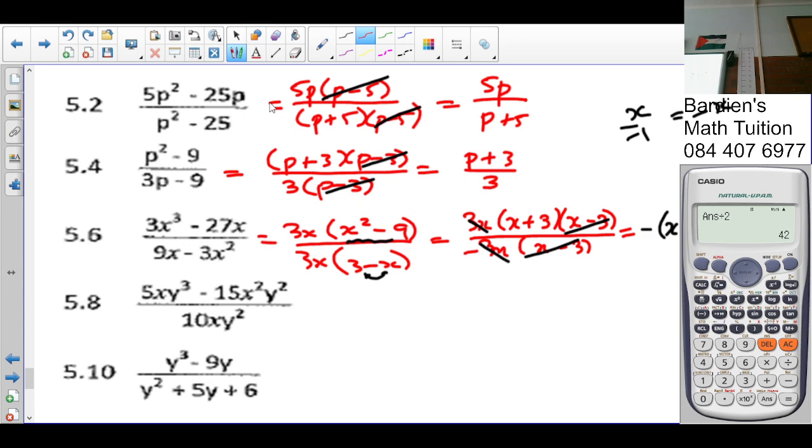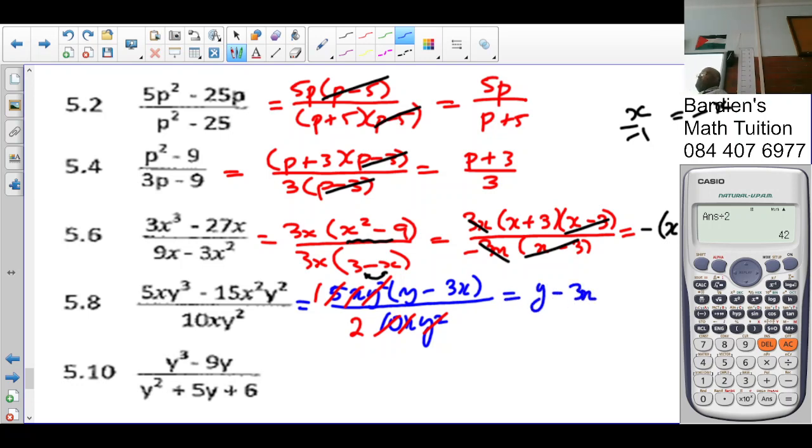Let's look at the next one. What can happen here? 5xy is common. I'm left with y squared minus 3x, y squared is common. Okay, good. So what are we left with? Y minus 3x, and that's over 10xy squared. What happens now? 5 going to 5 once, 5 going to 10 twice. The x is cancelled and the y squared is cancelled. So your answer is y minus 3x over 2, yes, absolutely. You all agree with that? Yes.